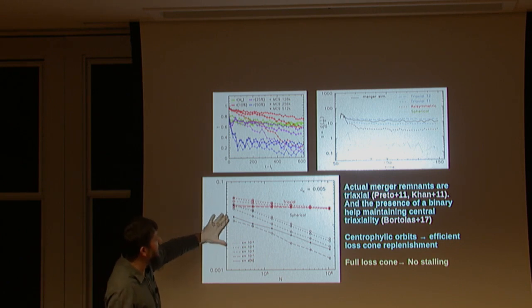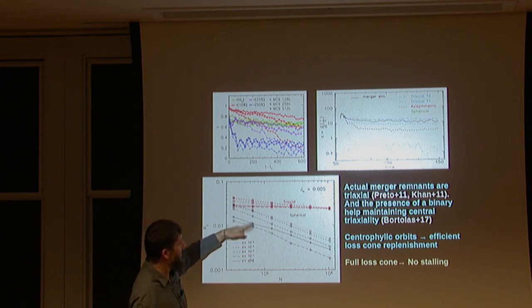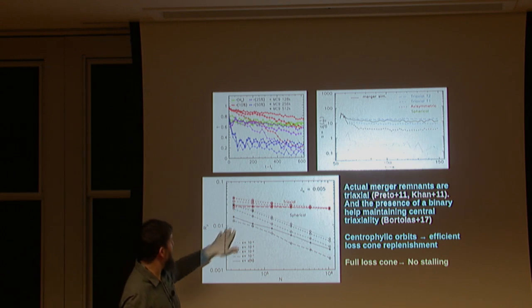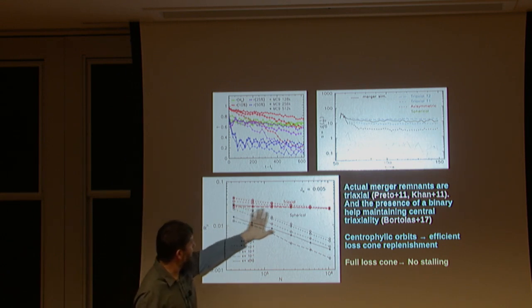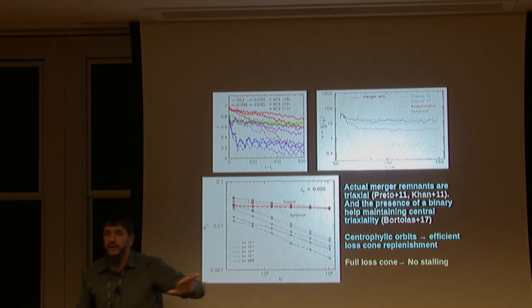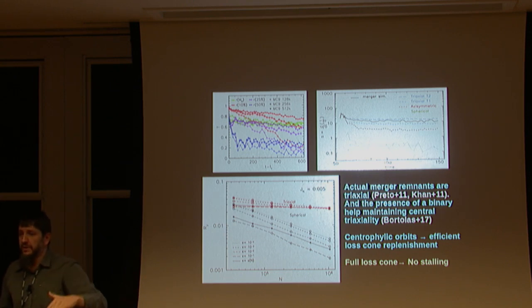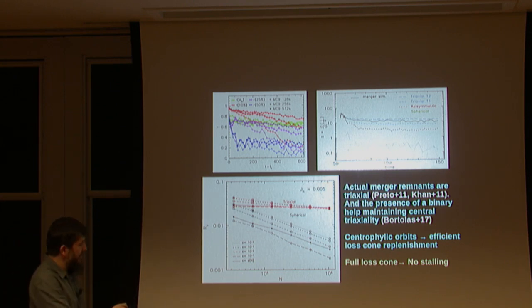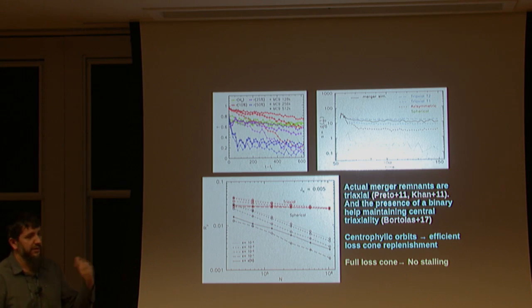But it seems not to be the case in this kind of simulation where you're merging galaxies, because the actual hardening is essentially independent of the number of particles, whereas we would expect a trend with the number of particles to the -1/2 if your relaxation was driven by the coarseness of the distribution.